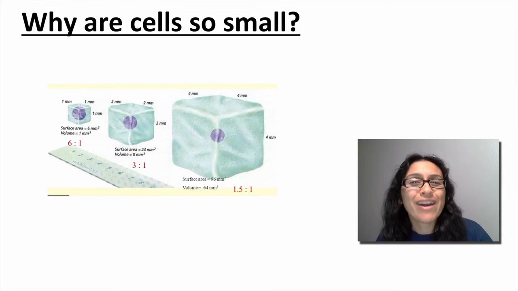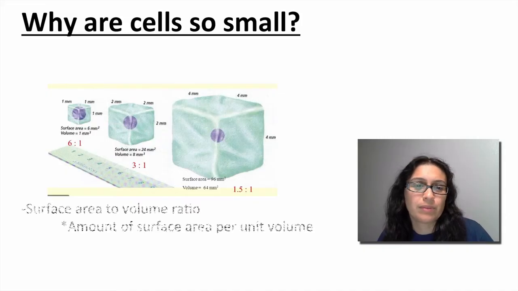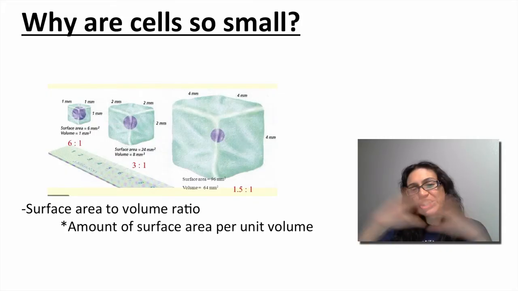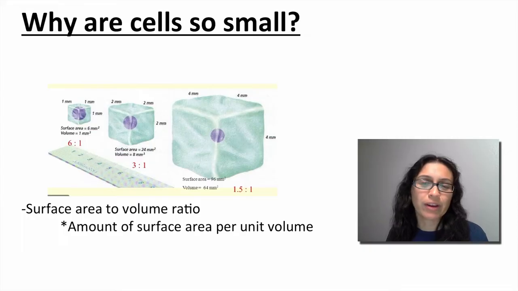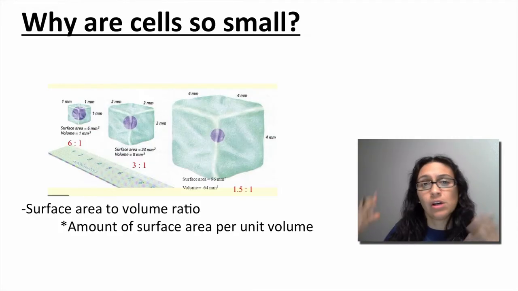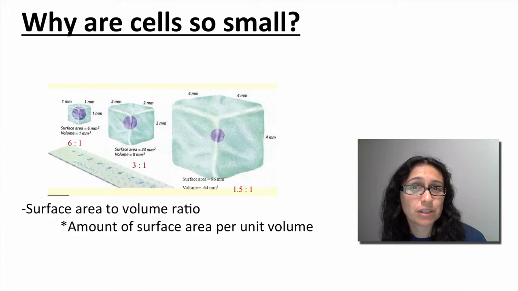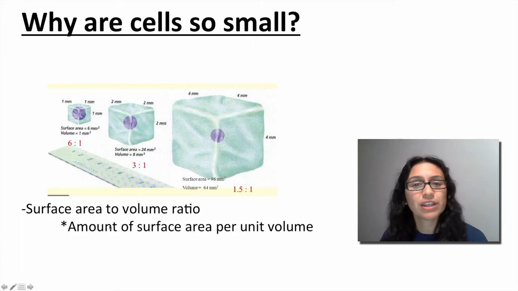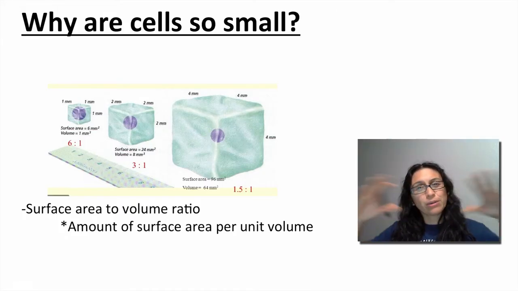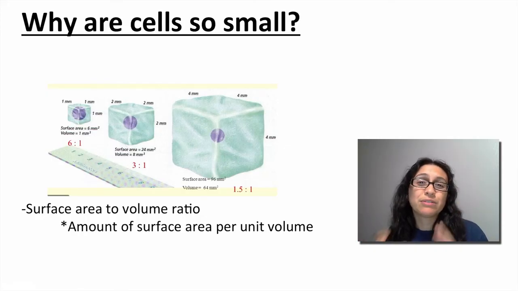So, why are cells so small? Why aren't we one big giant cell rolling around everywhere instead of trillions of cells making up one single multicellular organism? What it comes down to is surface area to volume ratios. If we take a look at our definition here, surface area to volume ratio is the amount of surface area per unit volume. So the amount of surface area, the whole outside of an object, compared to its volume on the inside.